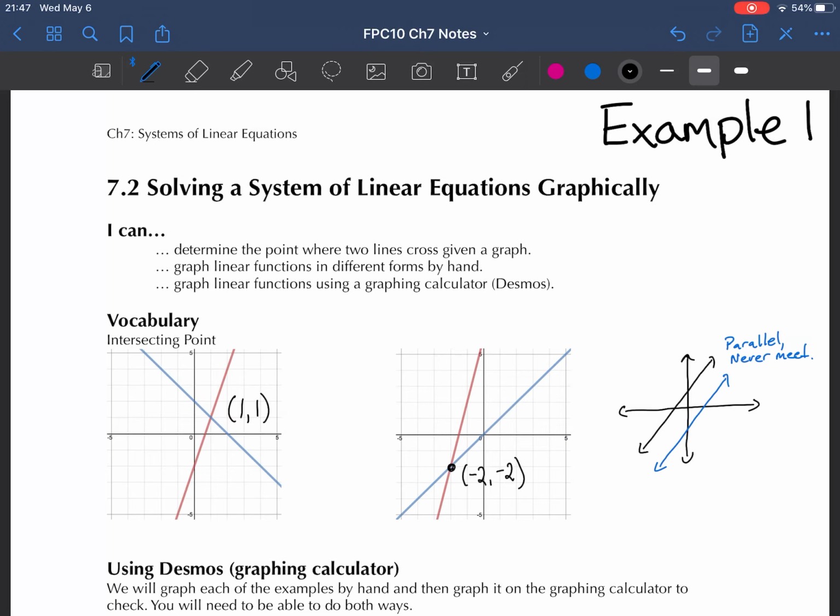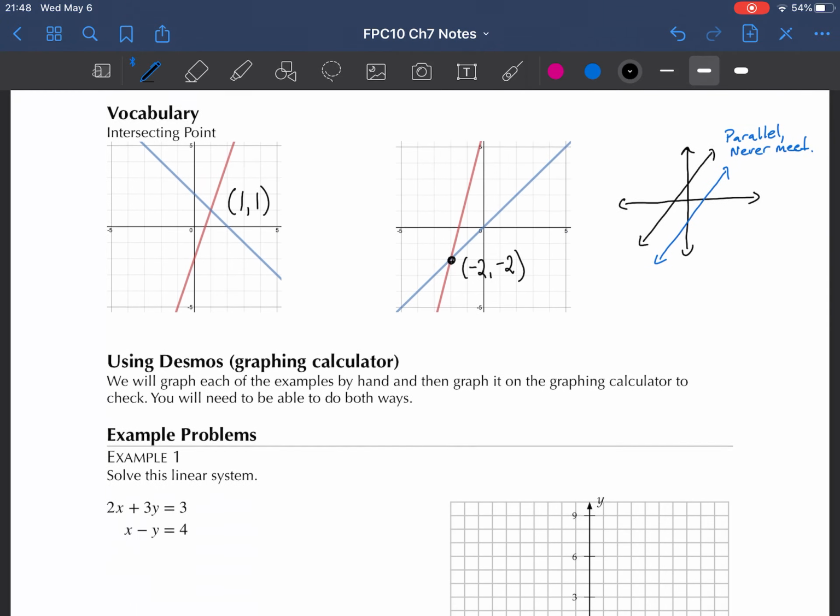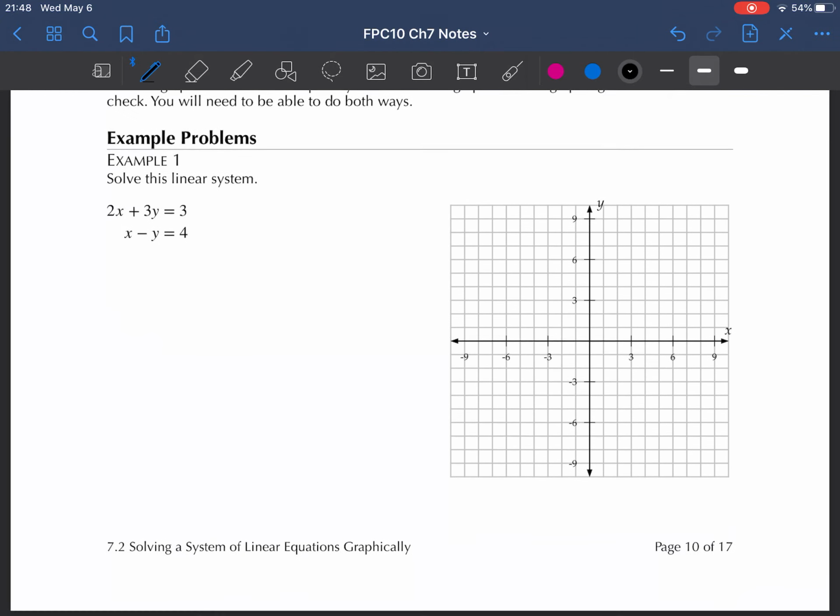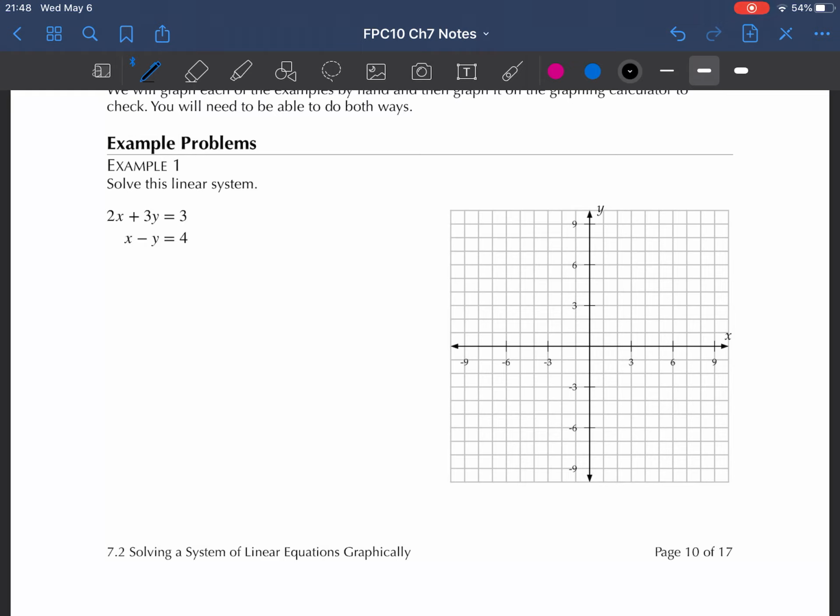Graph linear functions in different forms by hand. Graph linear functions using a graphing calculator, i.e. Desmos. Let's head down to example 1. Solve this linear system. Okay, we've got a system of linear equations, 2x plus 3y equals 3 and x minus y equals 4. So what we want to do is graph this.